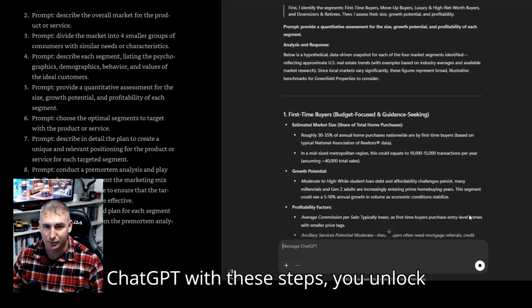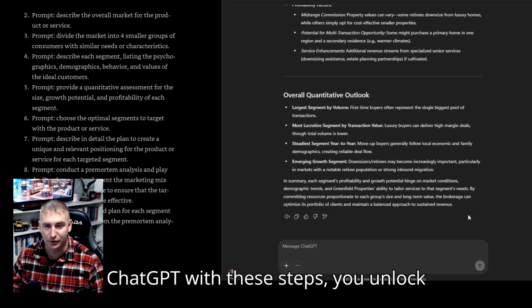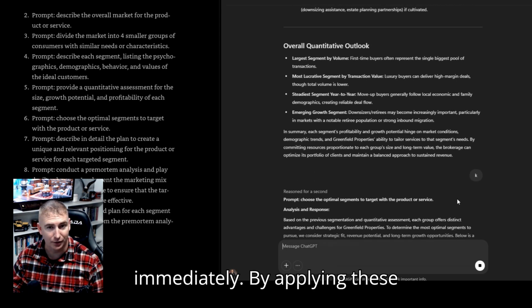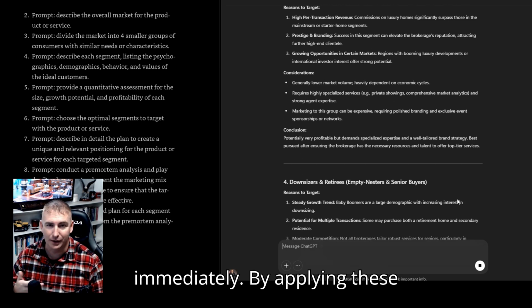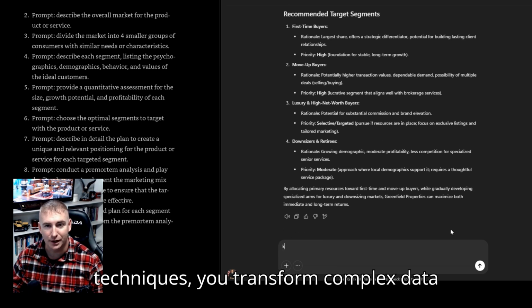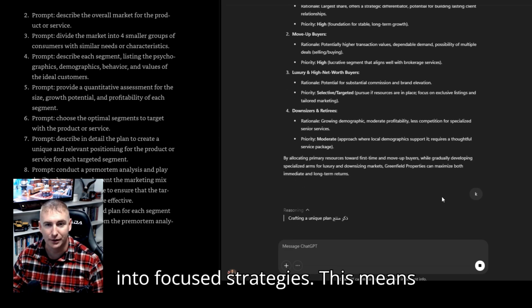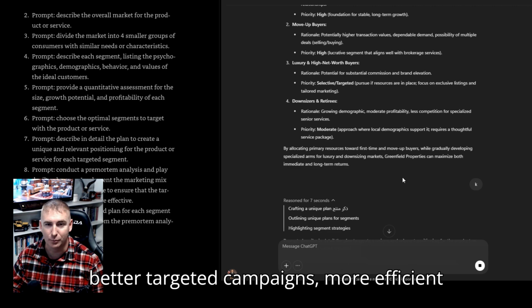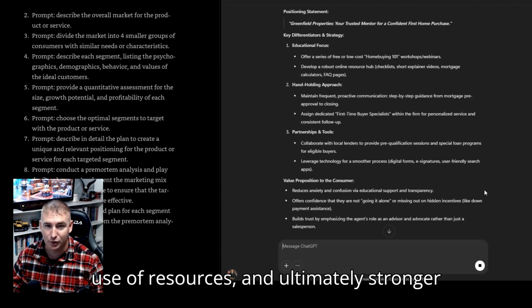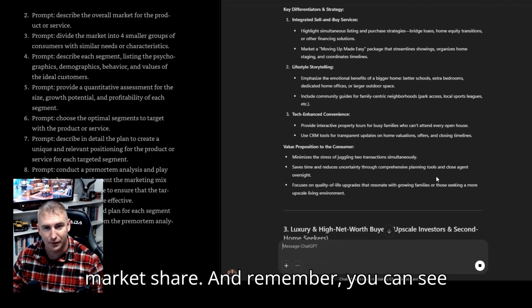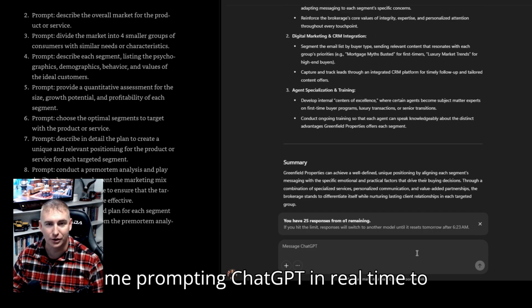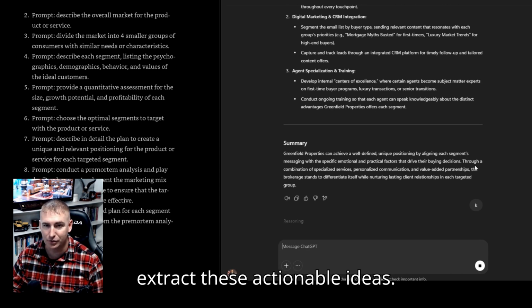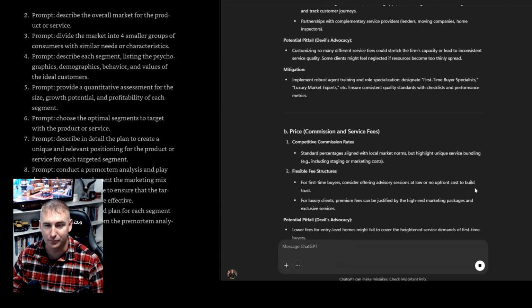By prompting ChatGPT with these steps, you unlock tailored insights that you can implement immediately. By applying these techniques, you transform complex data into focused strategies. This means better targeted campaigns, more efficient use of resources, and ultimately, stronger market share. And remember, you can see me prompting ChatGPT in real time to extract these actionable ideas.